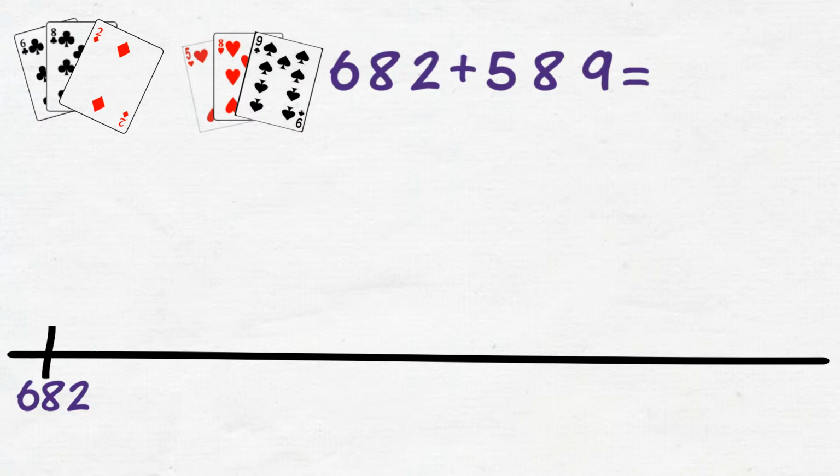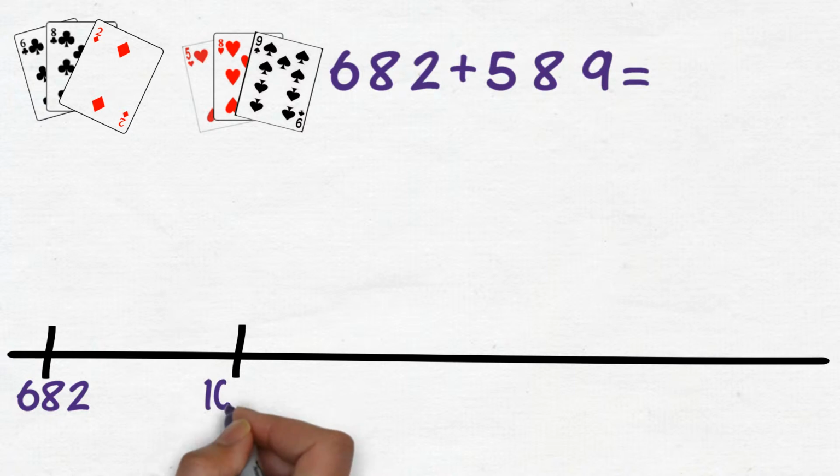Could we add the hundreds first? We want to add to the next place value first. Because we're adding hundreds, we want to add to the thousands. Because we have 682, if we add some hundreds, will we have exactly 1,000 or will we have some tens and ones as well? Will we have 1,082?